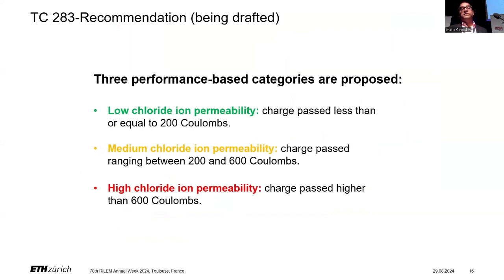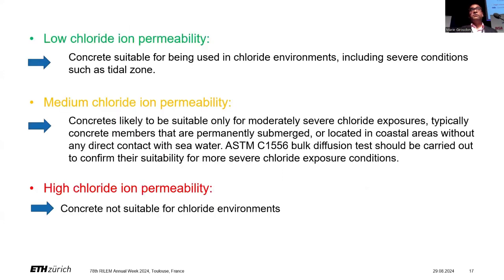Anu and some other colleagues, actually all of them who were part of this experimental campaign, are currently drafting a recommendation where you have a low chloride ion permeability, which essentially is charge passed less than or equal to 200 coulombs, and then the medium and the high chloride ion permeability. Essentially what this says is anything with less than 200 coulombs passed, these concretes are suitable for being used in chloride environments, including even very severe conditions such as tidal zones.